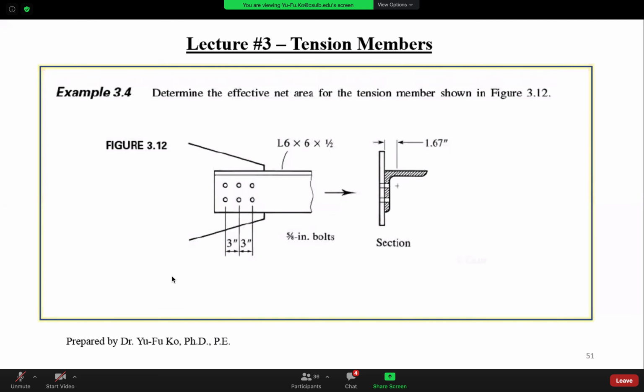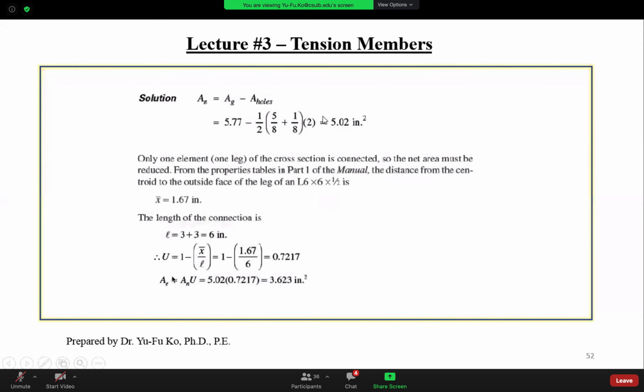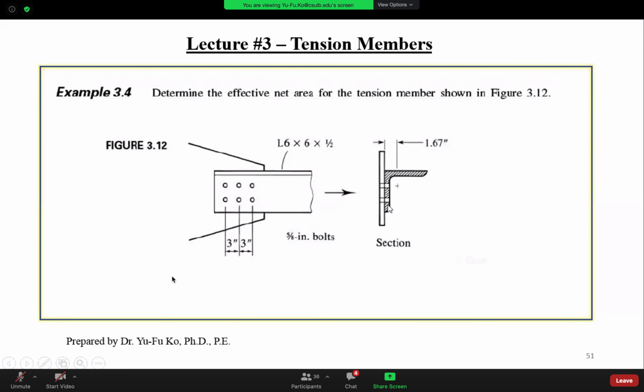Professor, any other questions? Yeah, for the area of the holes, the 1/2 you got in the first equation is the depth of the plate, right? This is the thickness of the angle, not the plate. The angle. Here we focus on this angle, not the gusset plate now. We focus on this first. Okay? Half.